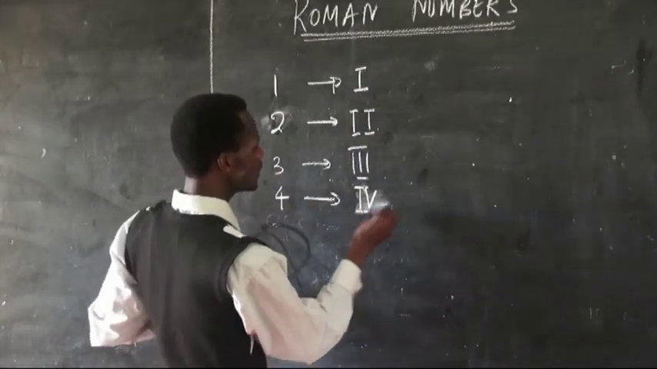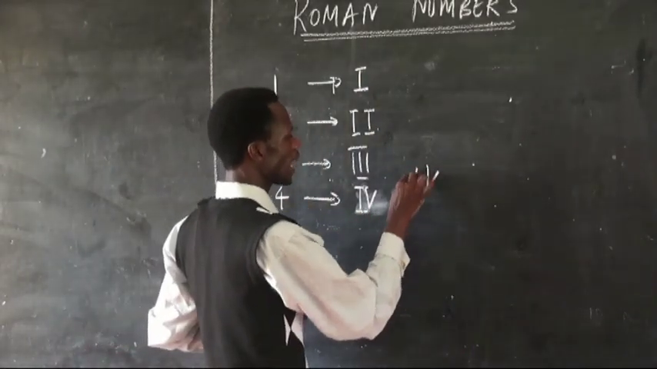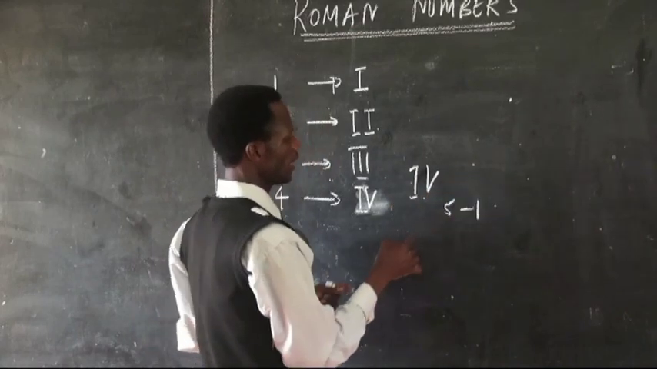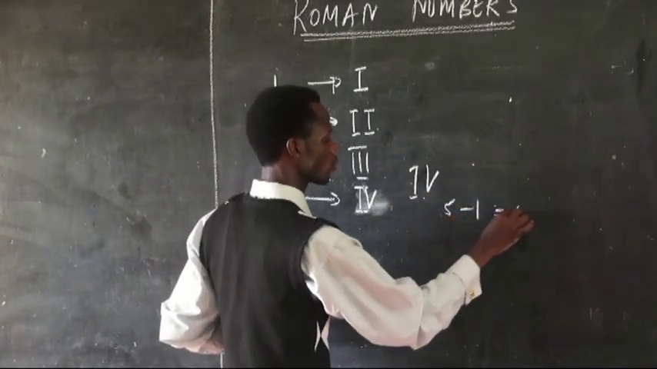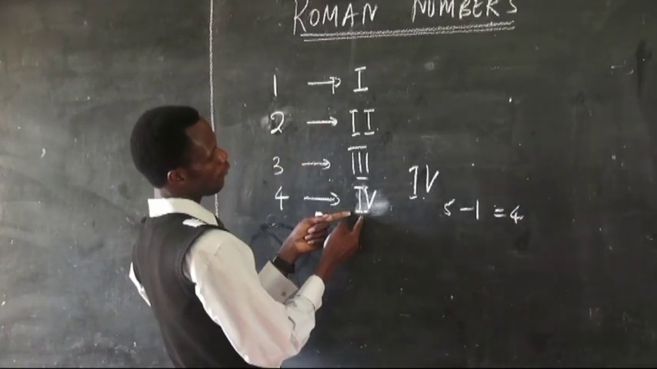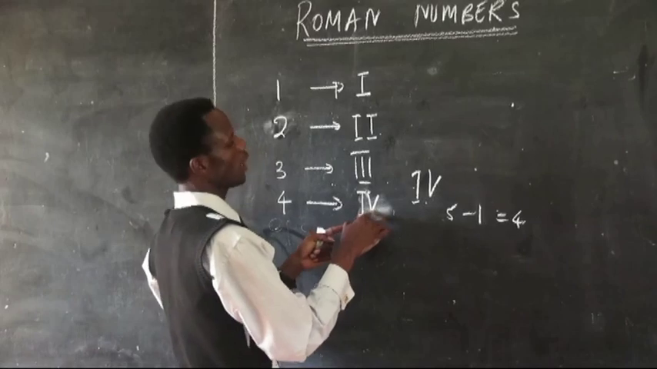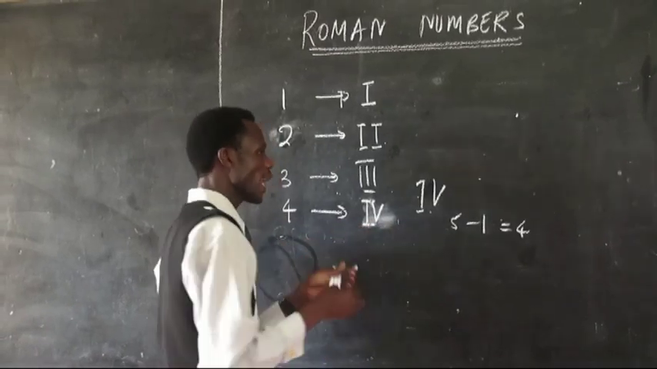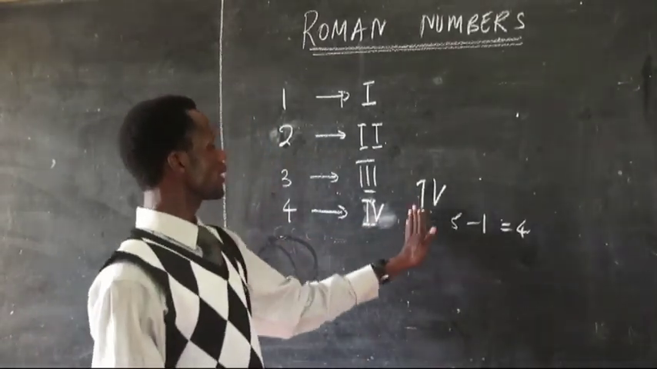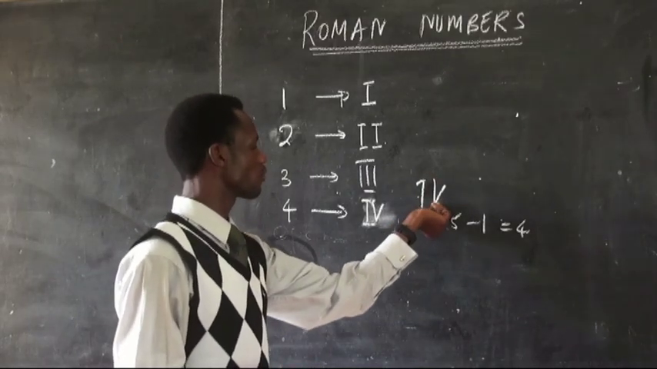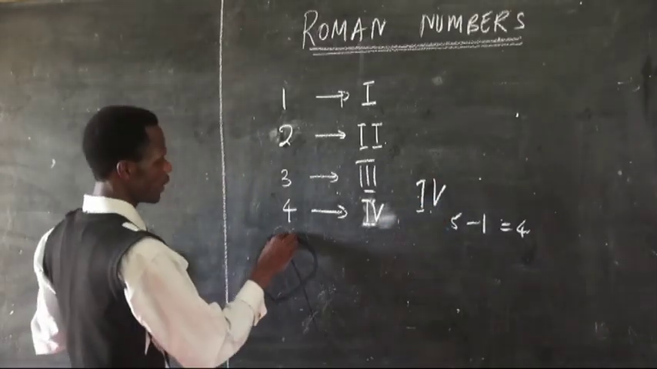Kwa maana hiyo hapa, this is 5. Now when you have written I behind this letter, it means that you have taken 5 minus 1. 5 minus 1 is equal to 4, and that's why here I've written IV. That is to say, this is 5 minus 1. So to show that you have subtracted, you write the letter which has a small value behind this number. Now this is 5.